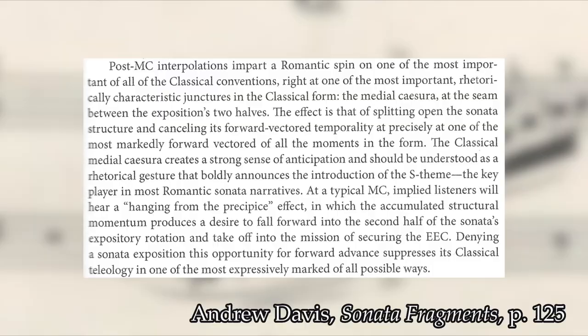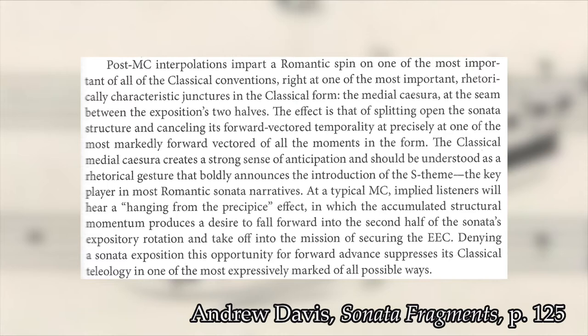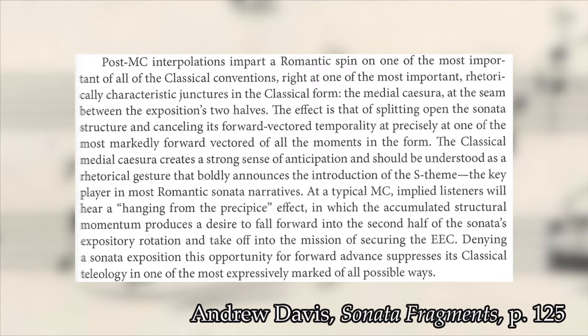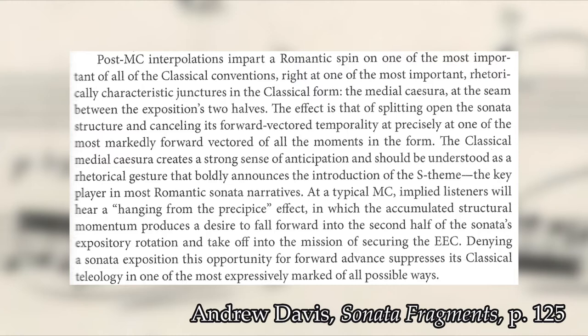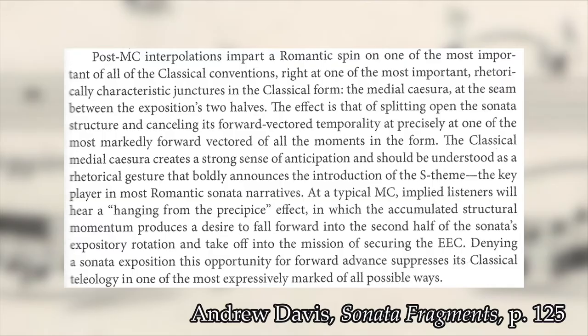The medial caesura is, as Davis points out, a common space for the Romantic sonata composer to digress into musical material that does not fit a forward-driving mold. Denying a sonata exposition this opportunity for forward advance, Davis writes, suppresses its classical teleology in one of the most expressively marked of all possible ways.